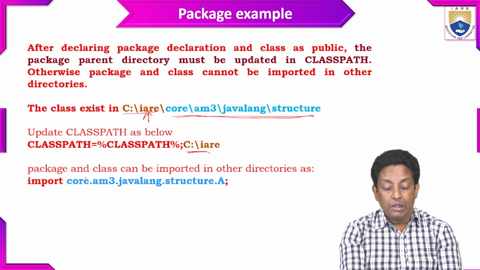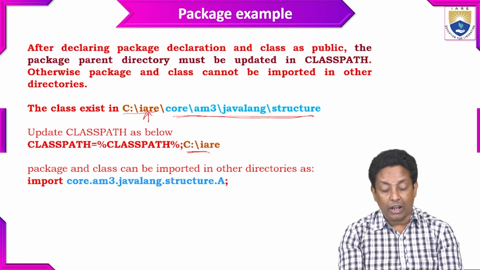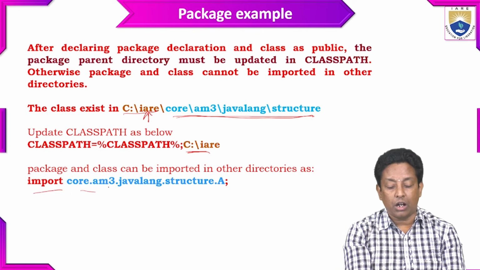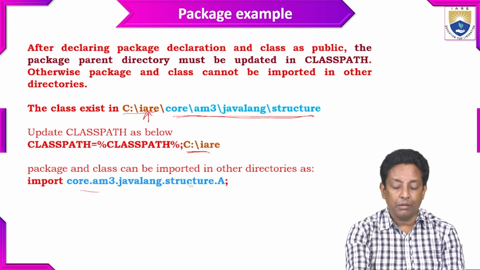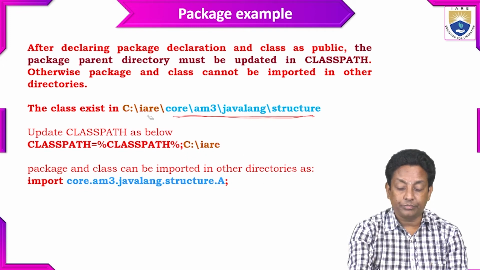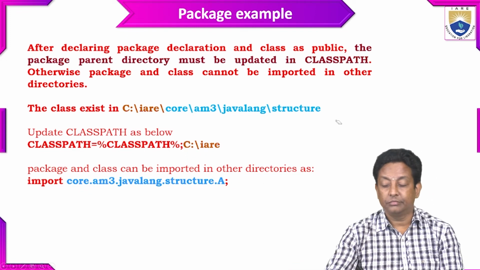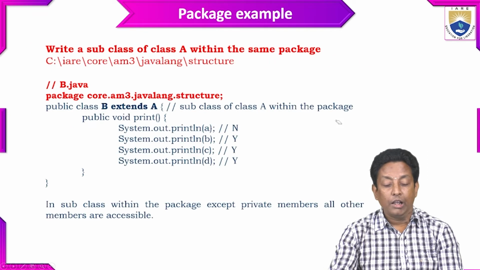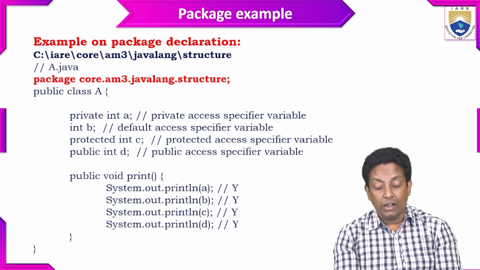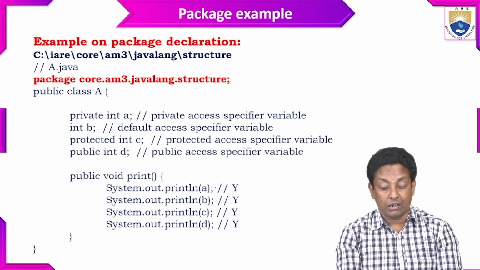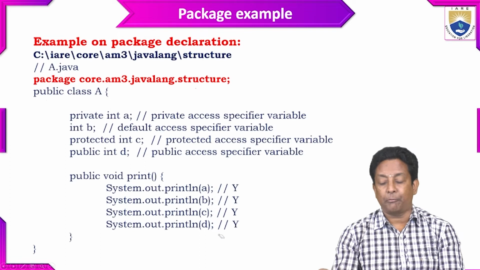Okay. So how can packages be imported in other directories? Import core.am3.javalang.structure.A. Like that we can import class A. So after completion of class A, within the class, we checked private, default, protected, and public variable access. All 4 variables are accessible.